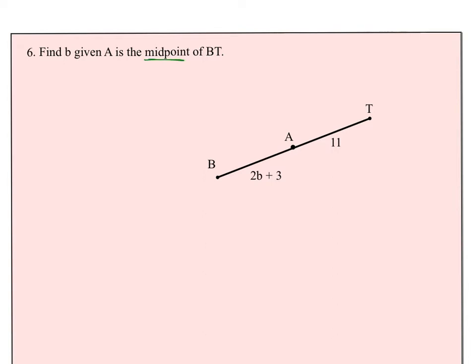So A is a midpoint. That means that this length and this length are equal, so their measures are equal. So 2B plus 3 is 11. So then it becomes an algebra problem. All right, sorry, I got a little ahead of you there. Those two are equal to each other because it's a midpoint. So now it's an algebra problem.